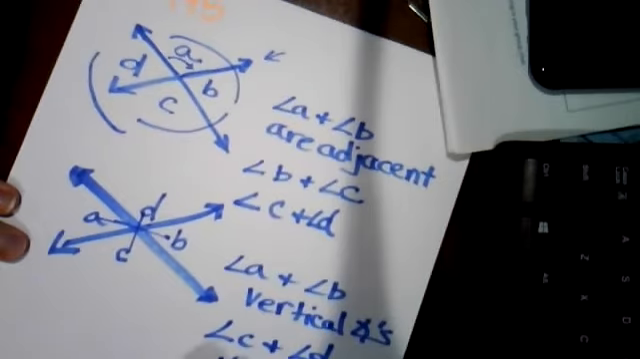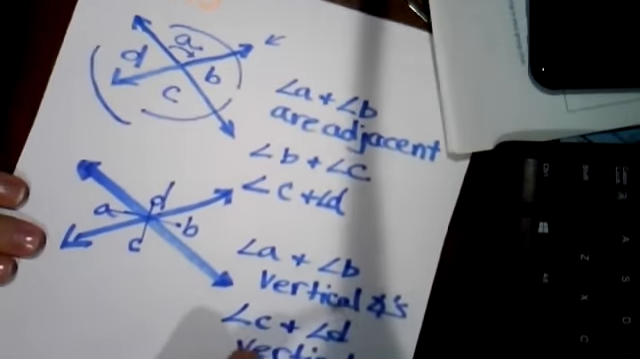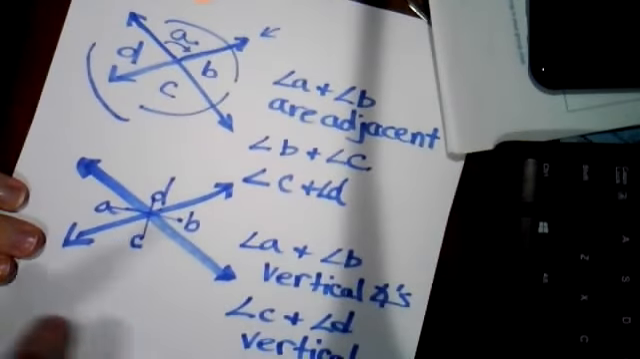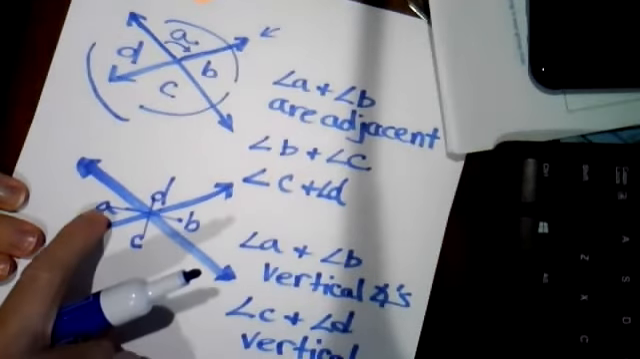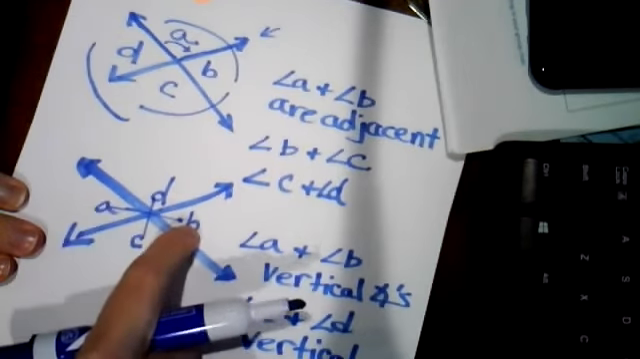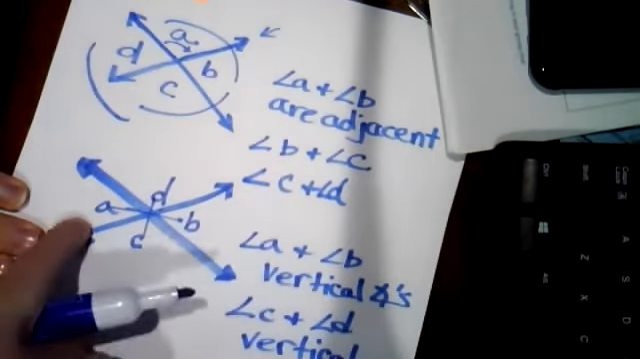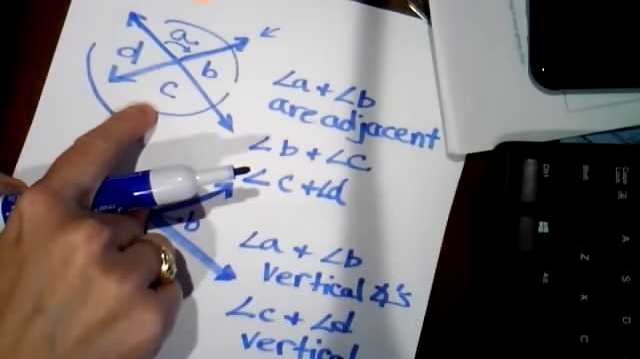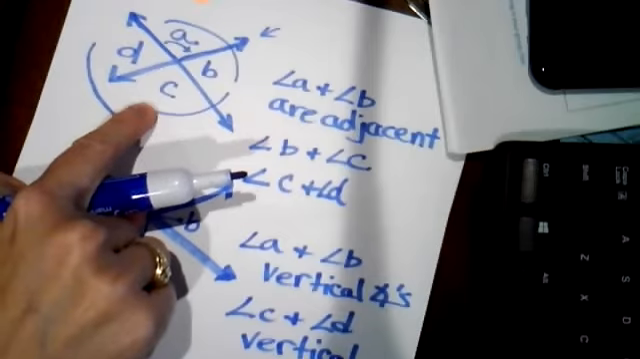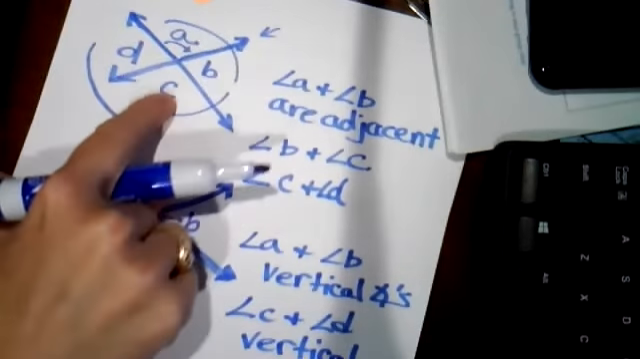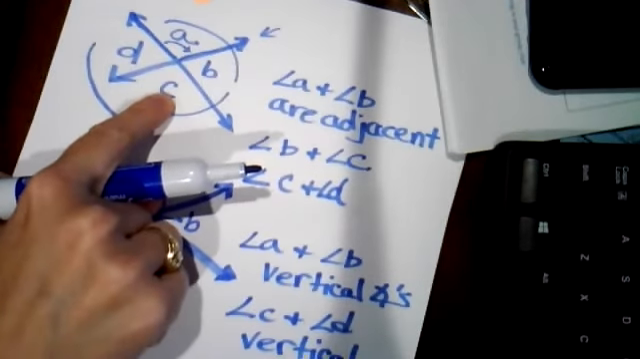If you have angles that are vertical in one picture, they are not going to be adjacent in the same picture. So for instance, I would not say angle A and angle B are adjacent for this picture. Up here they are, but then up here, angle A and angle C are called vertical angles.